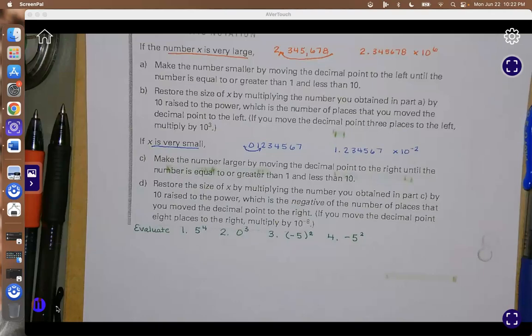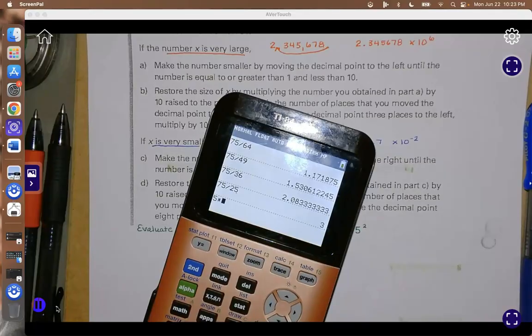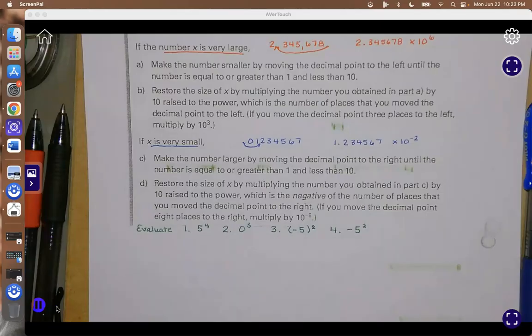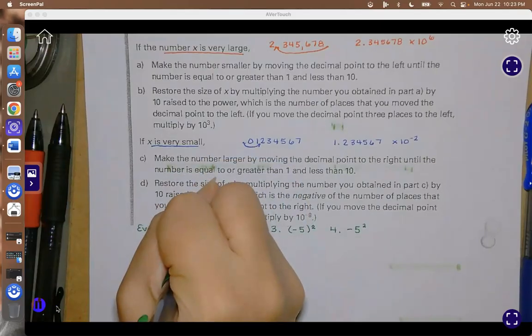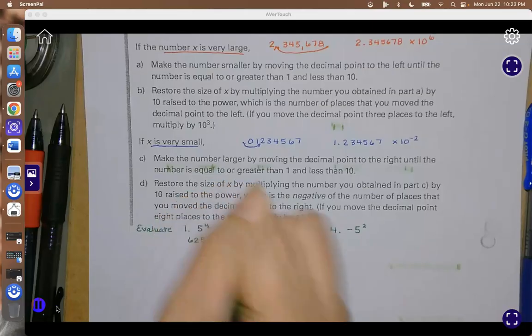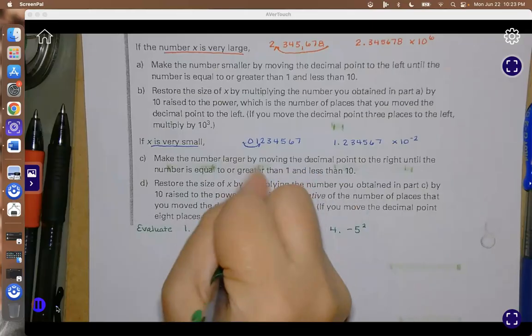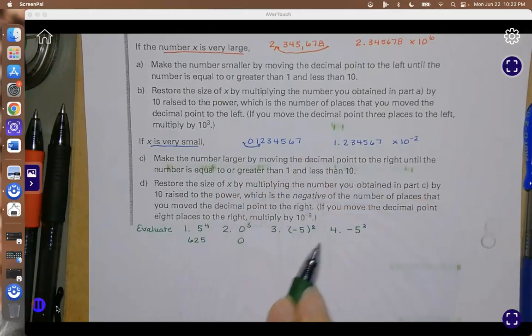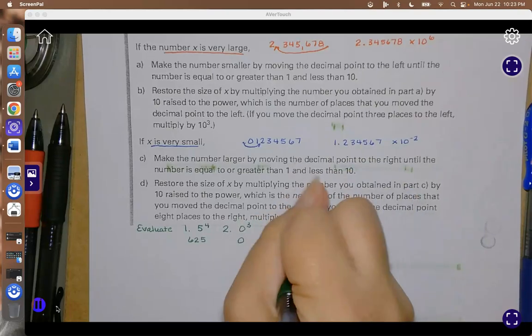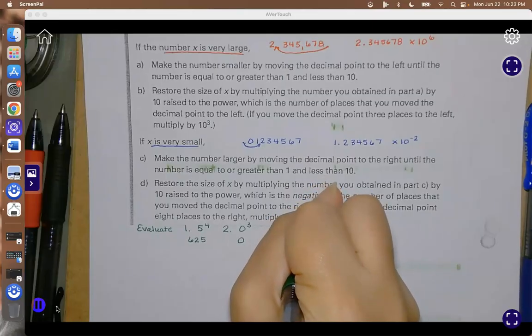Now, again, you're only going to have your baby calculator. So what you're going to have to do is do 5 times 5 times 5 times 5. That's 625. Zero to the third power. So that's 0 times 0 times 0. So that's 0. Now, this says -5 squared. So we have a negative number that we are squaring. So this is going to be a positive. And 5 squared is 25.